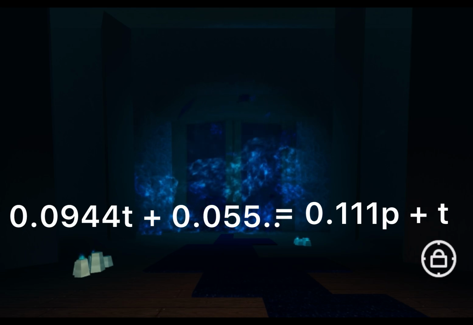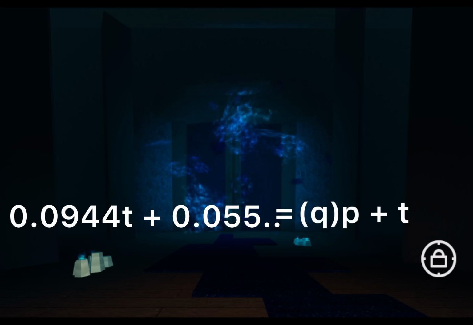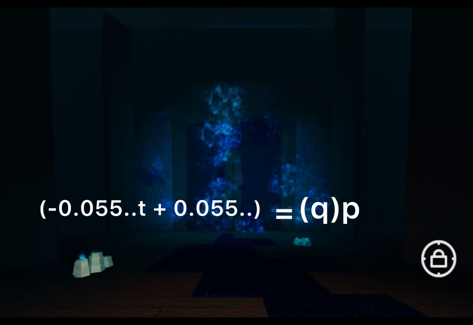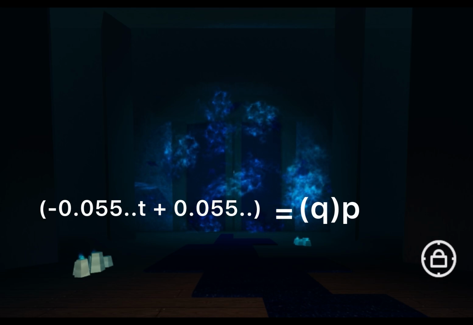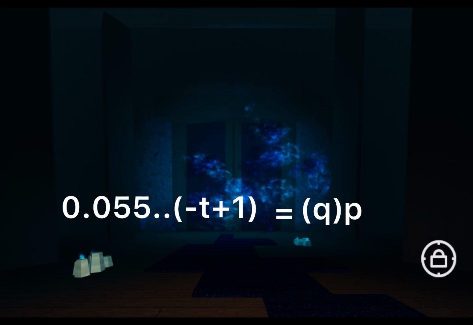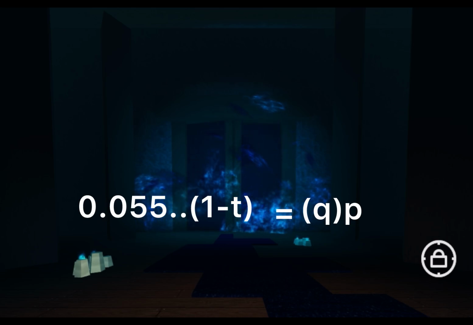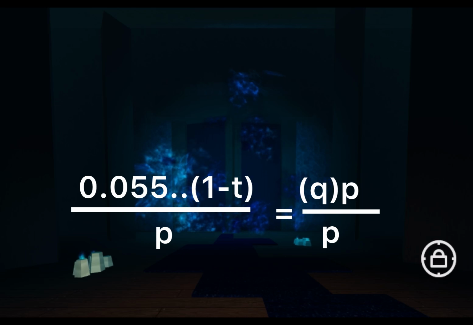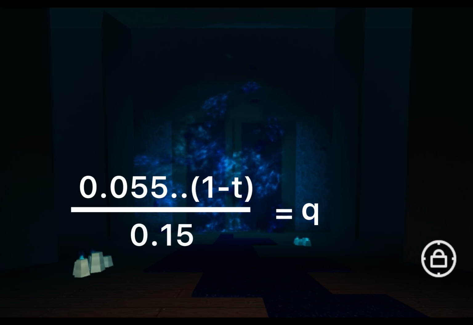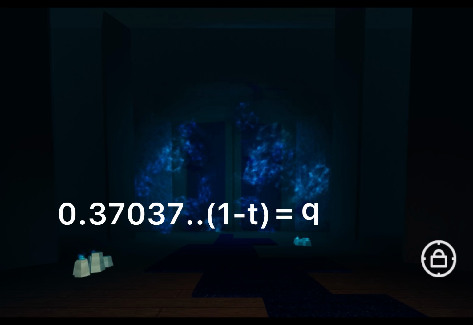Firstly, change 0.11 repeating to a new variable, q. Our goal is to express q in terms of 1 minus t. Deduct t on both sides of the equation. Notice that the coefficient of t is the same as the constant term on the left-hand side, so factorize it out. Rewrite 0.55 repeating times negative t plus 1 into 0.55 repeating times 1 minus t. Then divide the equations by p on both sides. Recall that we set piercing as 15%. Hence divide both sides by 0.15. Therefore, q equals 0.37037 repeating times 1 minus t.